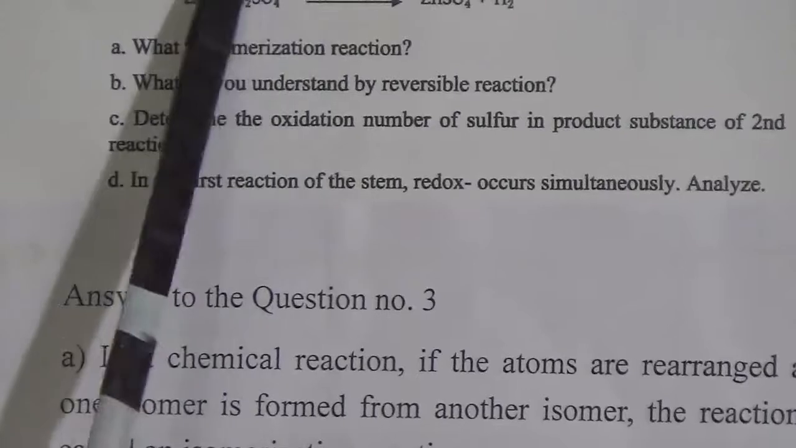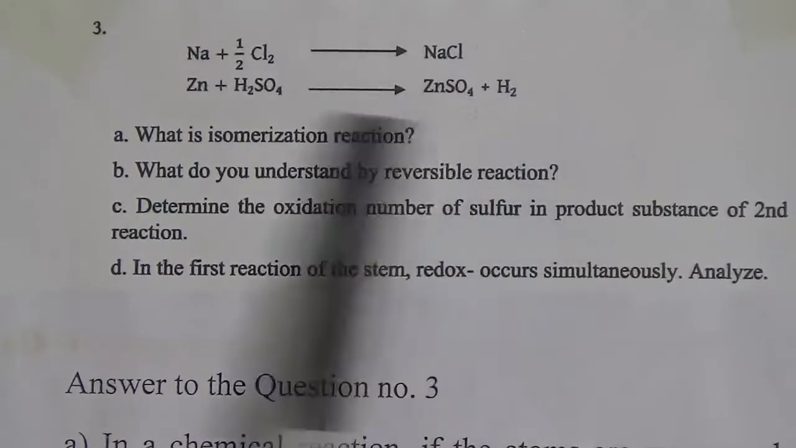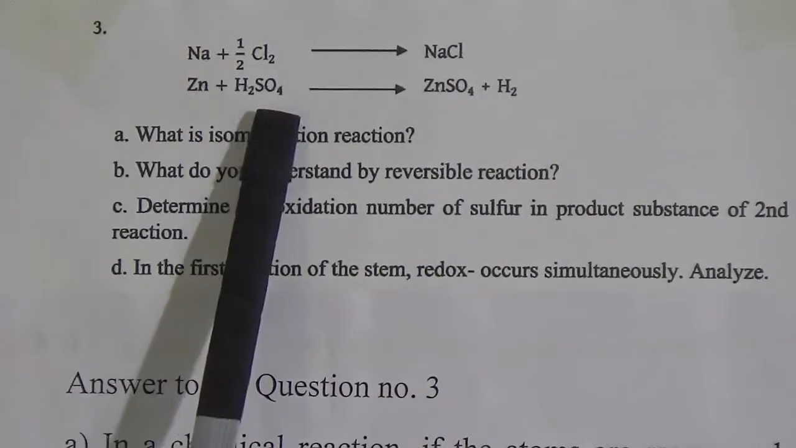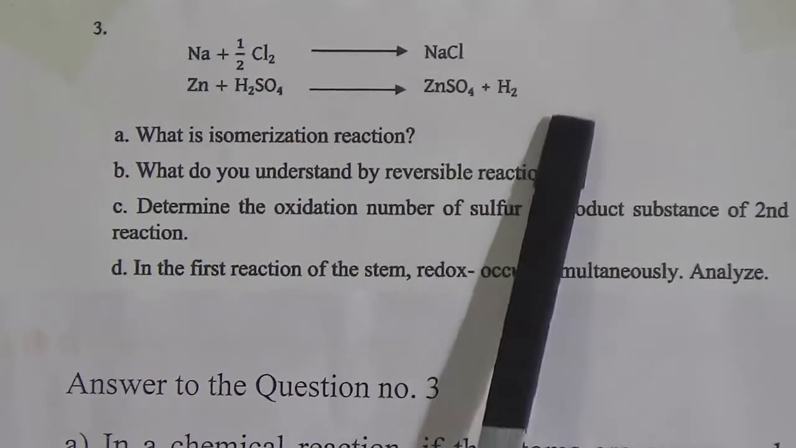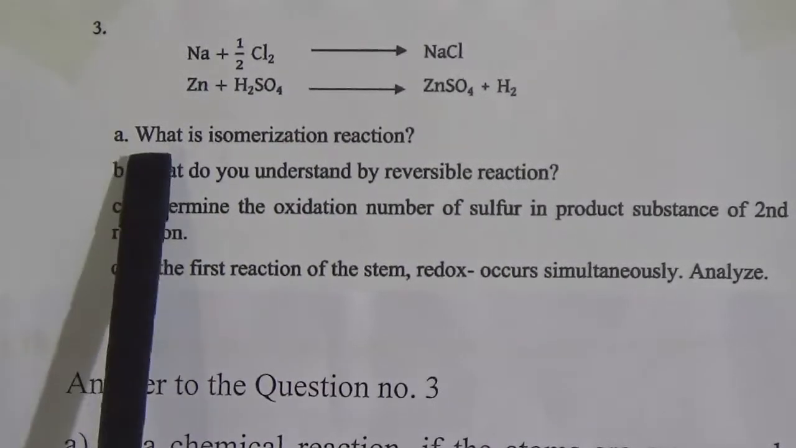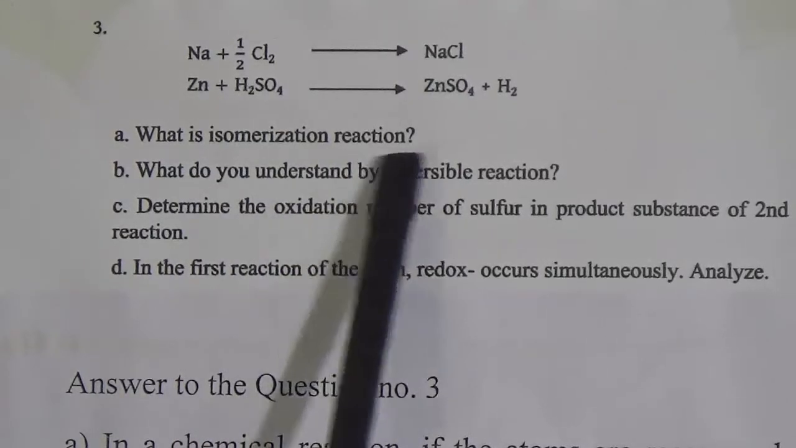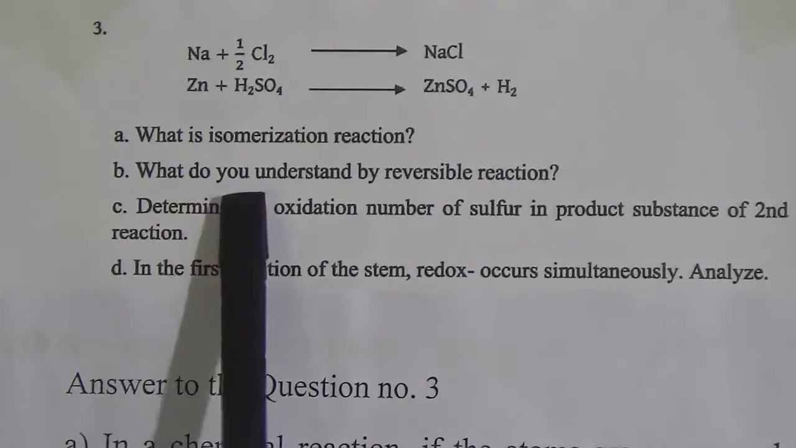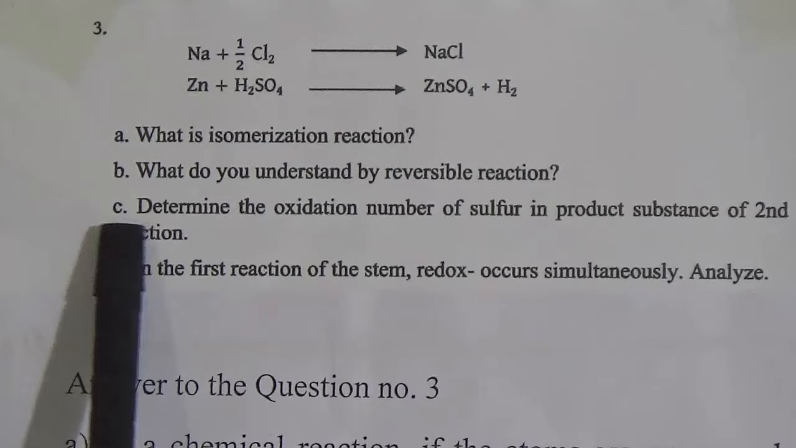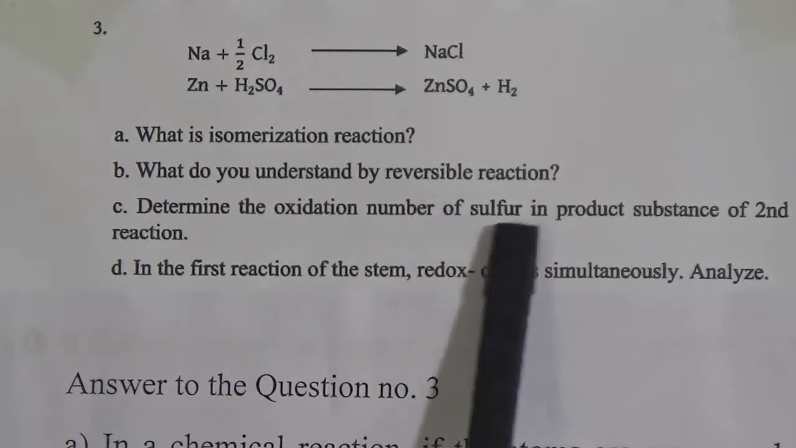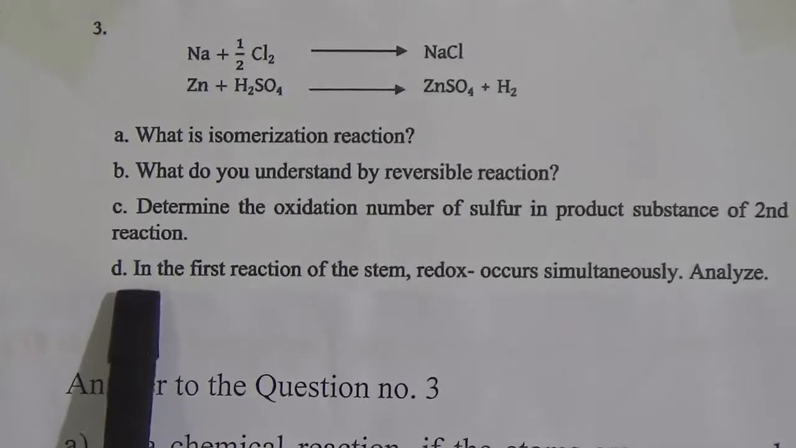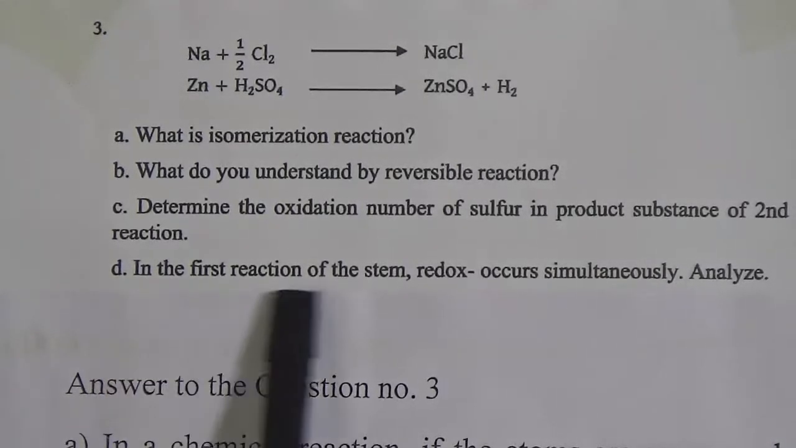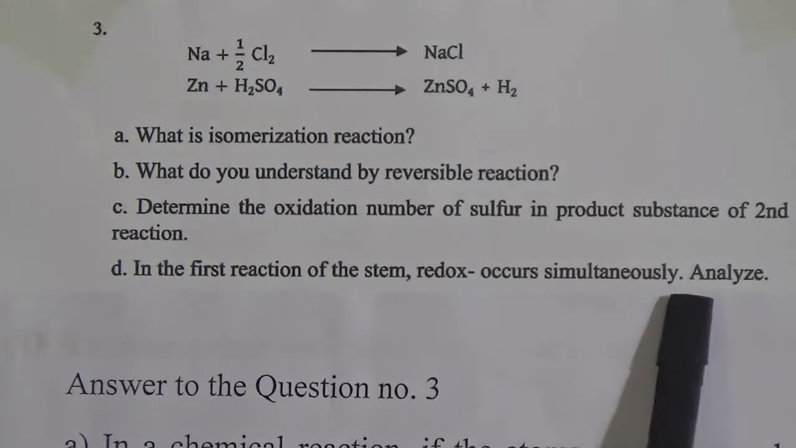Here 1 mole of sodium reacts with half mole of chlorine to produce sodium chloride, and 1 mole of zinc reacts with 1 mole of sulfuric acid to produce zinc sulfate and hydrogen. First question: what is isomerization? Second: what do you understand by reversible reaction? Third: determine the oxidation number of sulfur in the product substance of the second reaction. And the last one: the first reaction of the stem, redox occurs simultaneously. Analyze.